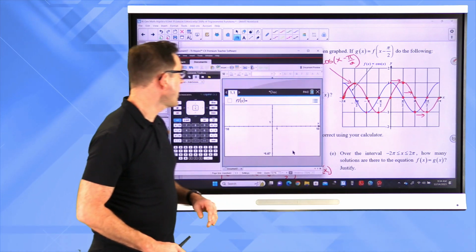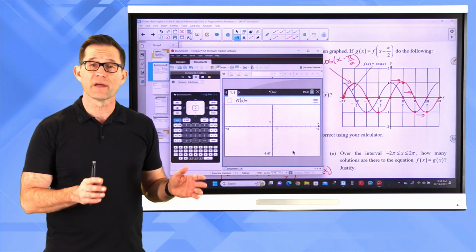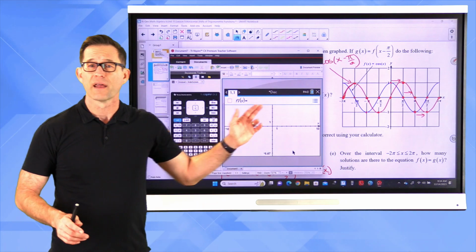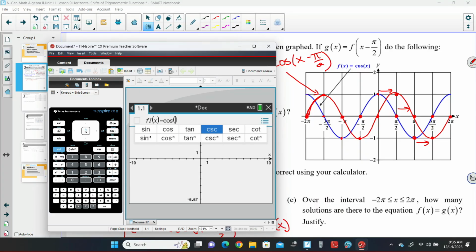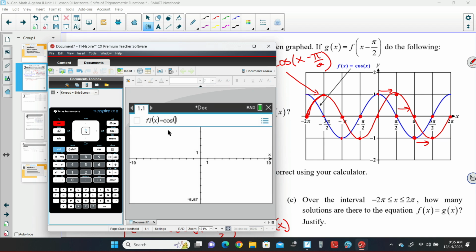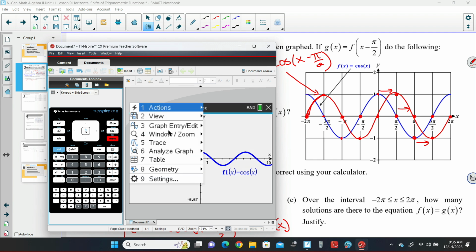Let's go in, and what I'd like to do first is put in my cosine graph. I'd like to have my graph in blue, so I'm just going to hit trig, cosine, and hit enter. Now I want it to look like the one on the graph. So remember, I want to set my window the way that the window is set up there.